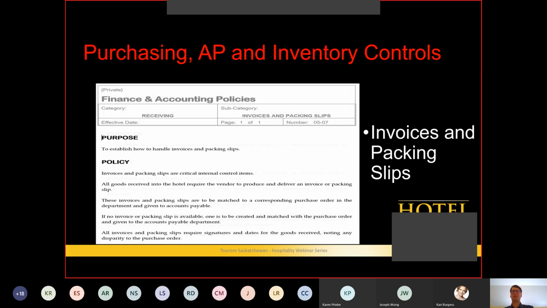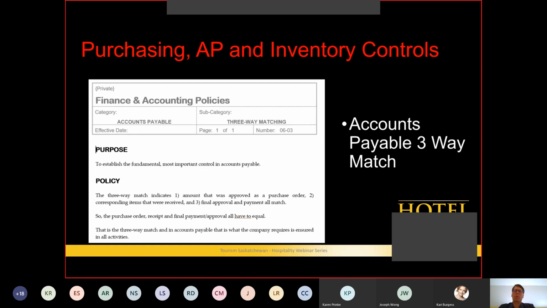So if you receive goods into your department and it's a couple of cases of this and a couple of cases of that, and there's no packing slip, you need to make up a slip so that you can then turn it into accounting and let them know that the goods have arrived. Hopefully an invoice will arrive to accompany it, but if it doesn't, you need to make up a packing slip, because there's no way they will know the goods have ever been received, and that's a critical control.